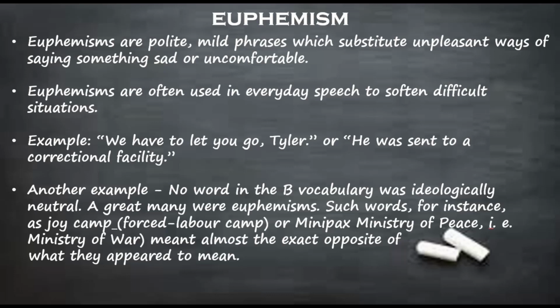An excerpt from George Orwell's novel 1984 is, "No word in the vocabulary was ideologically neutral. A great many were euphemisms. Such words, for instance, as Joy Camp or Minipax's Ministry of Peace, meant almost the exact opposite of what they appear to mean."